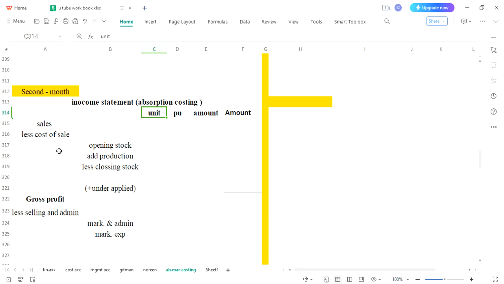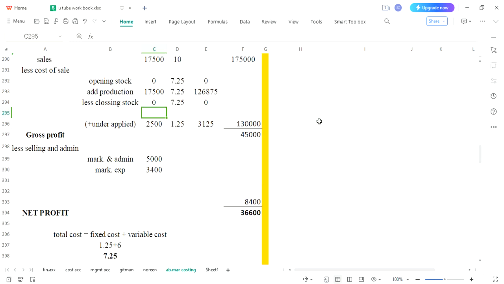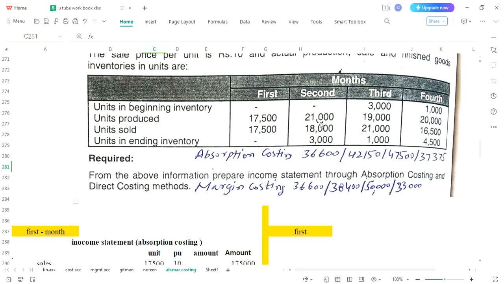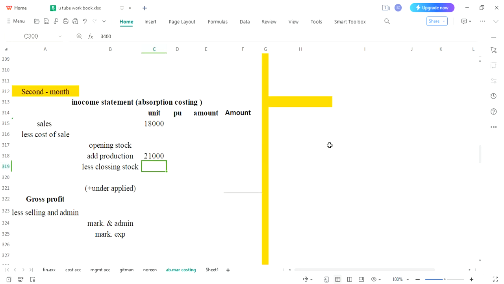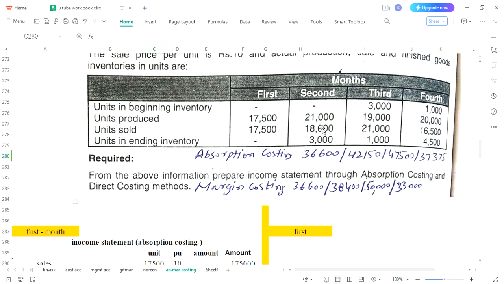Let's go back to the question and see that in the second month your units sold are 18,000, units produced 21,000, and as usual opening and closing stock are also mentioned. Opening 0, closing 3,000. I need to check it again: sale 18, production 21. Sale 18, okay, that's all right.